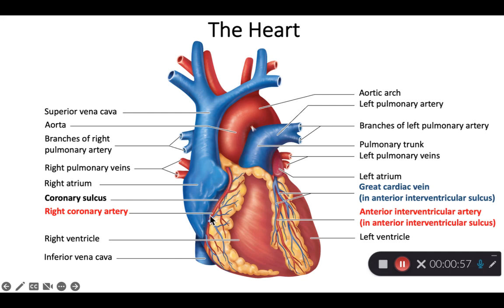There's also a groove that separates the atria from the ventricles. That's often called the coronary sulcus, or in some cases the atrioventricular sulcus, because it's between the atrium and the ventricle. Okay, so we've covered pretty much everything, but what we're going to get into in this video is the coronary circulation.